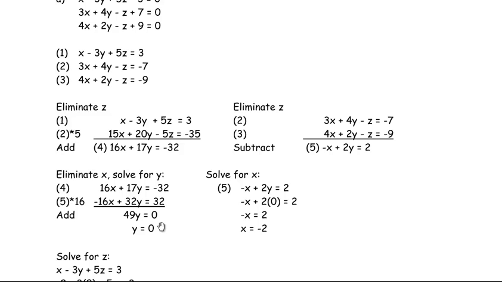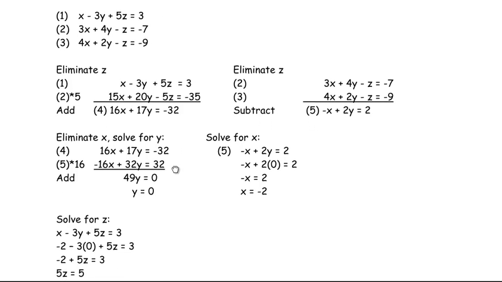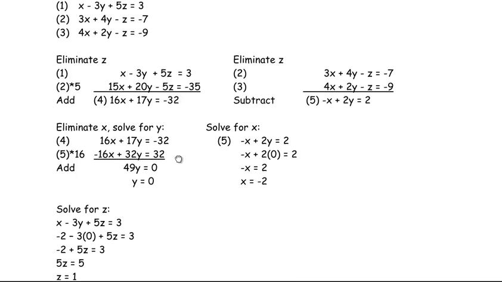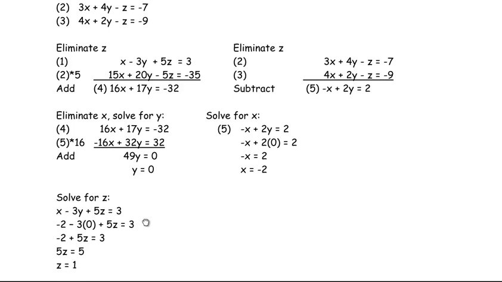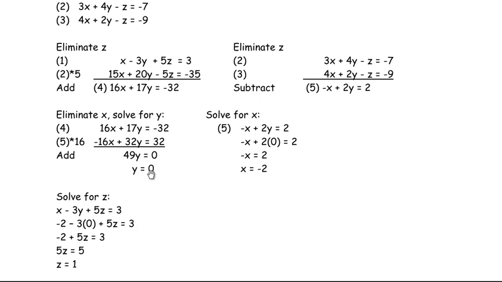And now that I know x and y, I can find z. So I went back to this very first equation here. I need to scroll up a little bit. So that one right there is the one I'm using. And so I'm going to put 0 in place of y here and negative 2 in place of x. And so negative 3 times 0 is 0, so that y term's gone. So it's just negative 2 plus 5z equals 3.